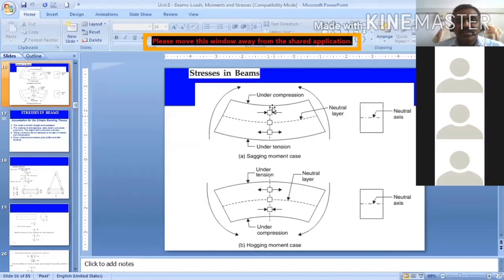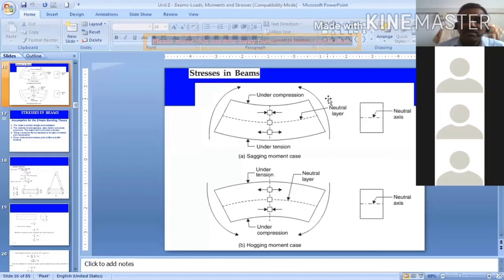You can see the symbol is given. This is tensile, this is compressive. At the center, it is zero; no stress. As we go away from the center, the compressive stress slowly increases. At the surface, it will be maximum. In the same way, below the neutral axis, the tensile stress will increase slowly. Similarly, for hogging bending moment.